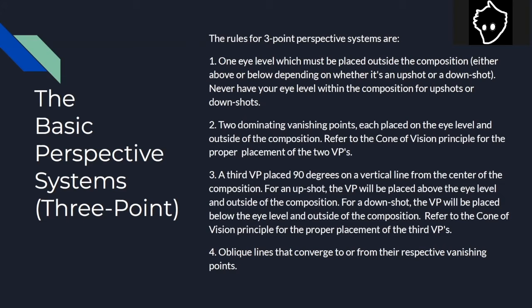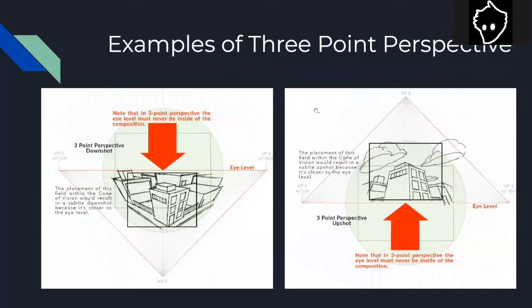So you must refer to the cone of vision principle for the proper placement of the third VPs, for oblique lines that converge to or from the respective vanishing points. That has to be in these rules as well in order for this to work. Again, oblique lines are a thing. So here are 2 examples that we have so far to constitute this entire concept.